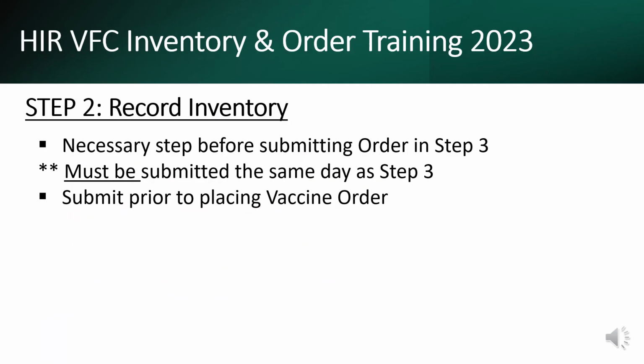In step 2, we learn the importance of recording our inventory, the process in which we must submit an order, and how frequently we should keep our records updated. Step 2, record inventory, is a necessary step that must be completed before moving to step 3, manage orders. If you do not record your inventory in step 2, you cannot submit the order in step 3. Additionally, if you do not do step 2 and step 3 the same day, your order will not be placed. Both steps have to be completed the same day.